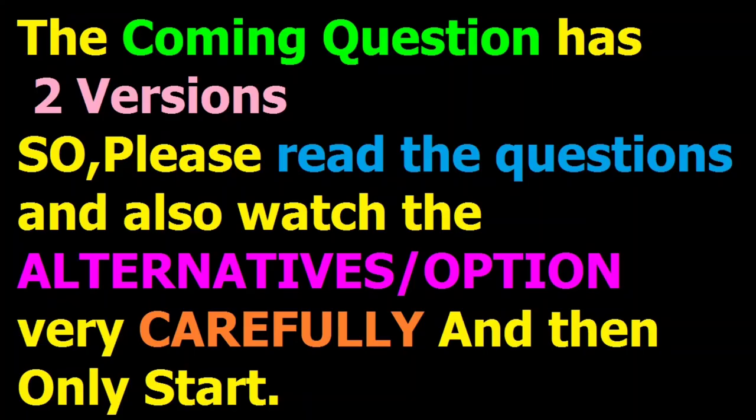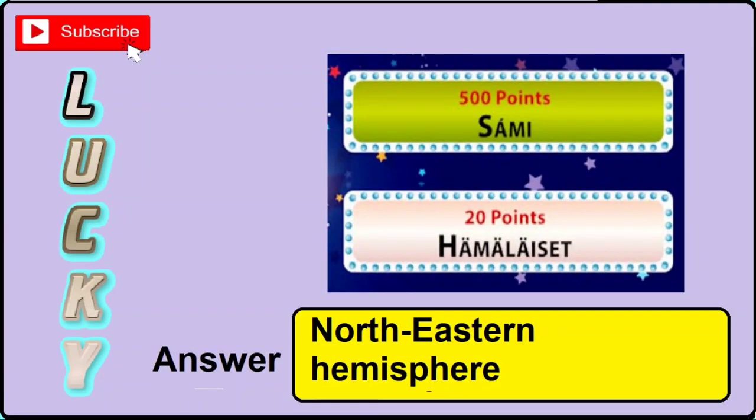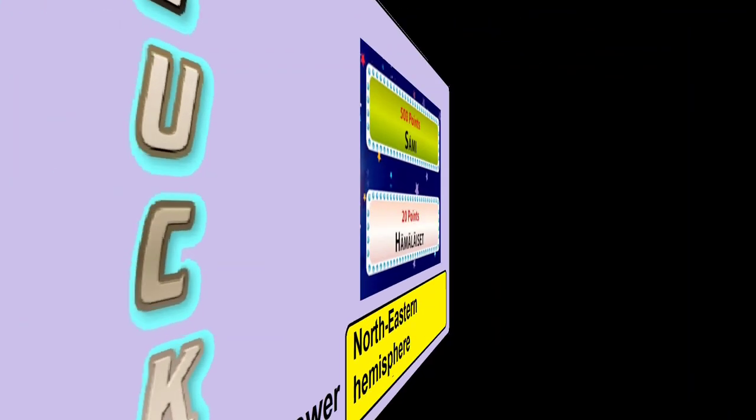Now this coming question has two different versions or types, so you need to read the question and watch the image too. For example, in version 1, you can see it's written here Sami and Hamalaiset. And if you find this set of image, then the correct answer will be Northeastern Hemisphere.